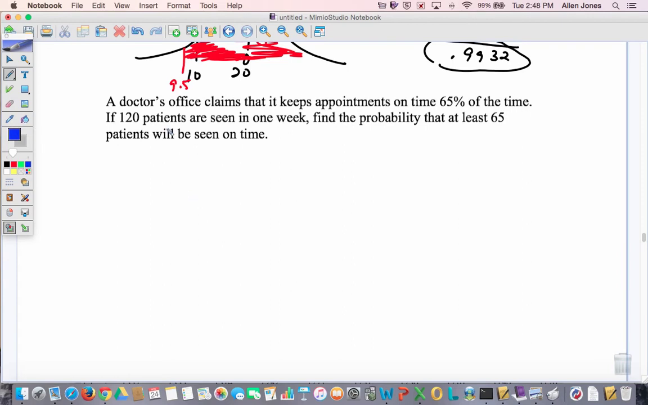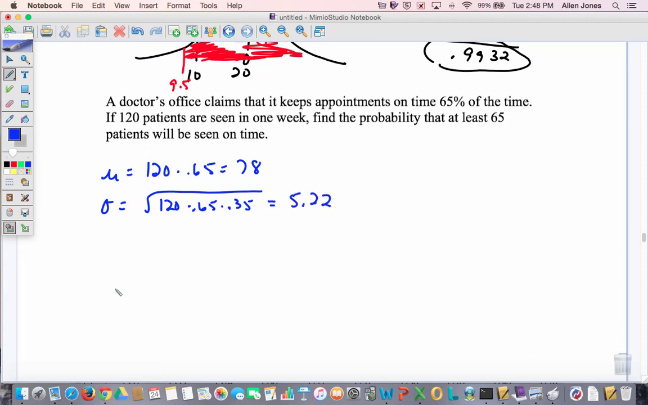One more time here. Doctor's office claims that it keeps appointments on time 65% of the time. If 120 patients are seen in 1 week, find the probability that at least 65 patients will be seen on time. No mention of a mean, so we'll make our correction for continuity after we've calculated our mean and our standard deviation. So 120 times 0.65 is a mean of 78. Standard deviation, square root of 120 times 0.65 times 0.35, and that gets me a standard deviation of 5.22.